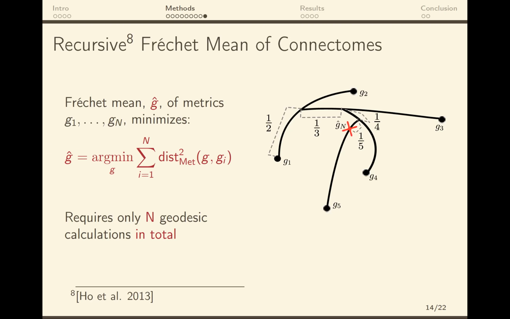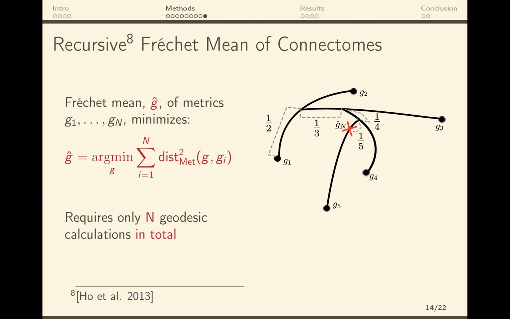To compute the Fréchet mean, we use a recursive algorithm. Now recall that the Fréchet mean is the metric that minimizes the sum of the distances from each of the sample metrics to that metric. This recursive algorithm works by starting with a first estimate of the mean as the first metric G1. Then we compute a geodesic between that estimate for the mean and the next sample metric, G2. We step halfway along that geodesic, and that is our new estimate for the mean.